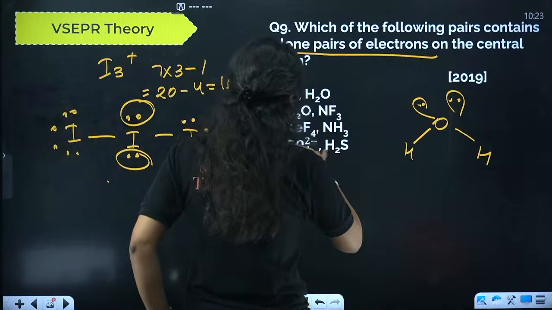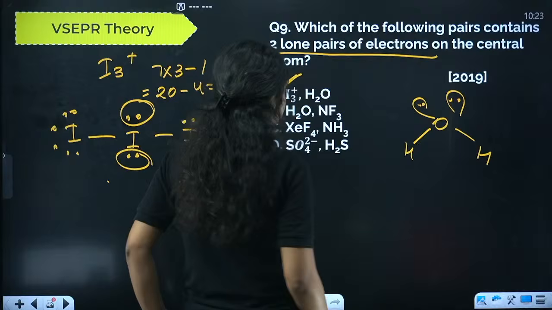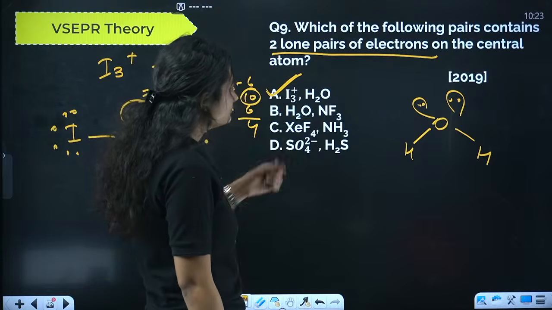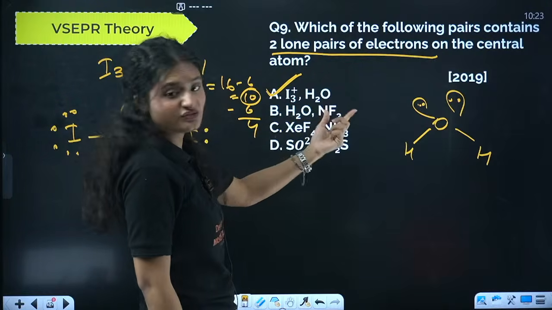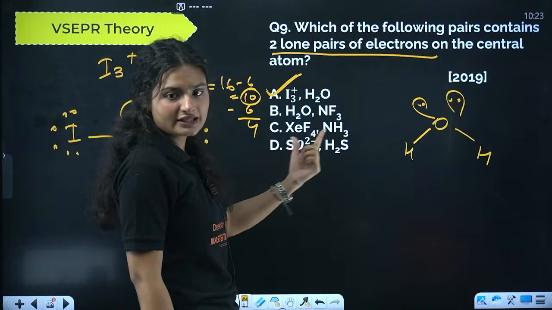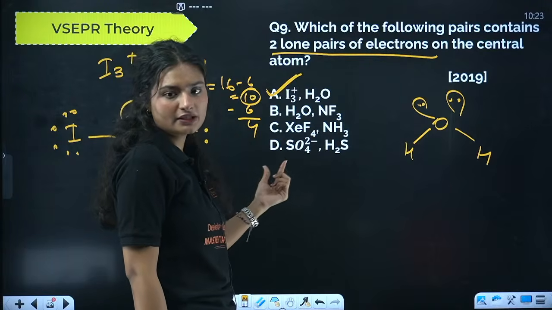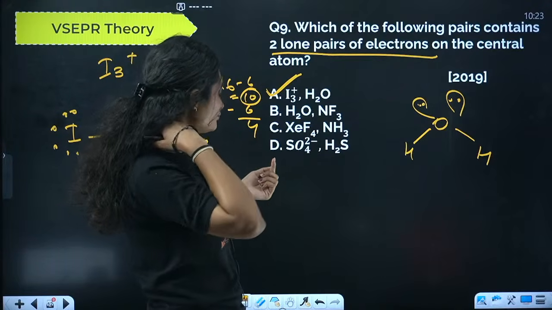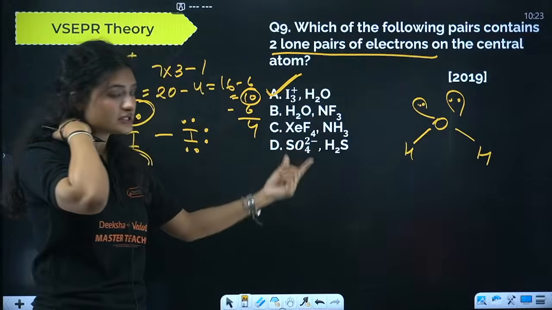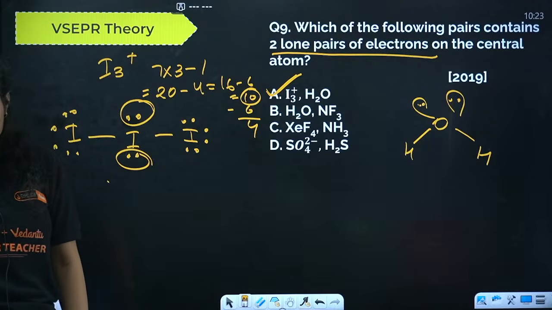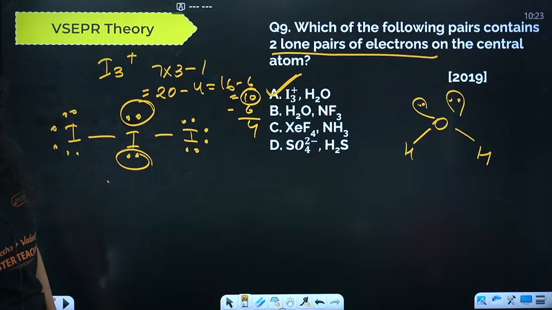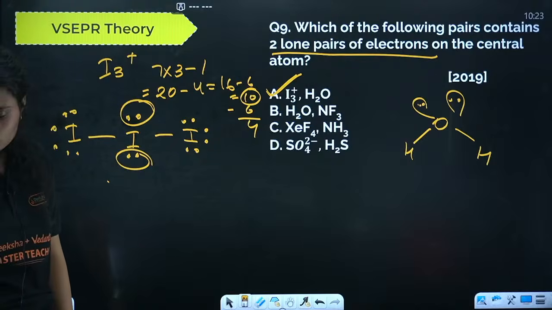Okay, so the correct answer is option A. NF3, nitrogen has only 1 lone pair. NH3, again nitrogen has only 1 lone pair. And in case of SO4 2 negative, there is no lone pair.